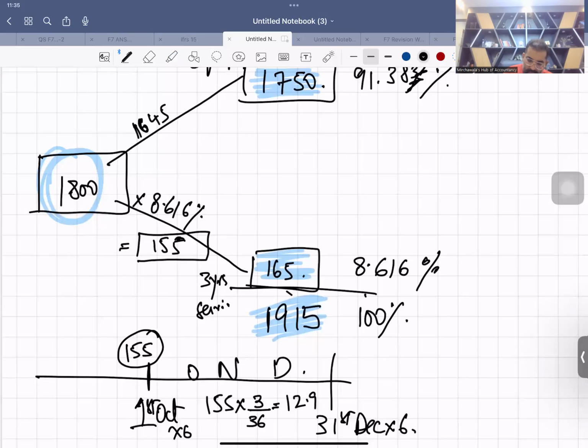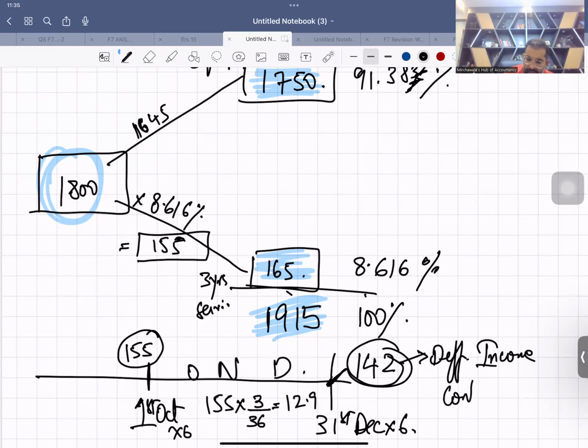12.9 is the revenue for services for 3 months. So 155 minus 12.9 gives 142. 142 is your deferred income at the year end, or sometimes we call it contract liability. 142 is the contract liability at the year end for these services, and this is basically 33 months.